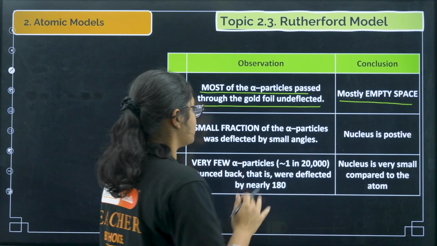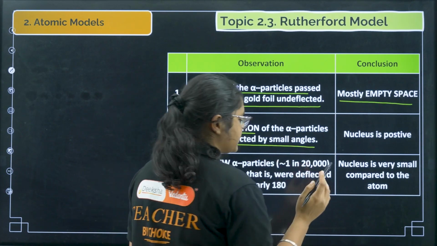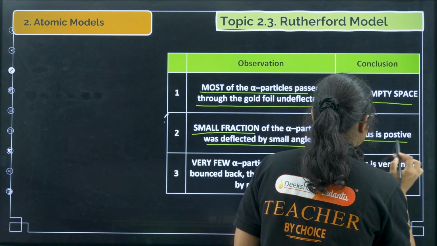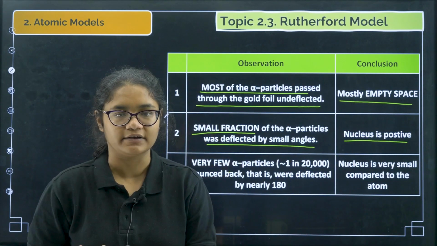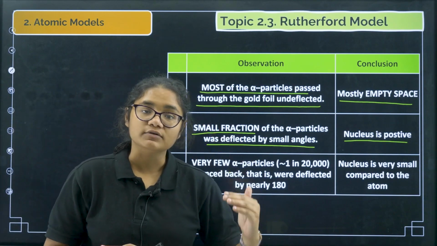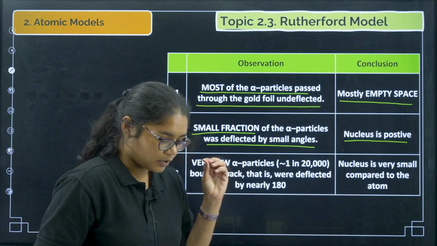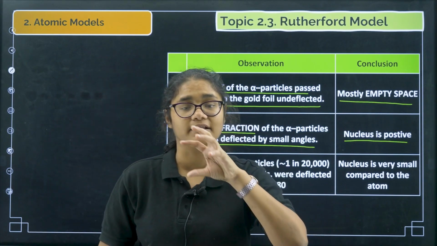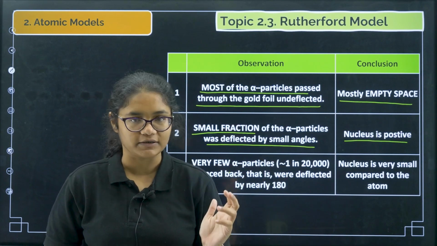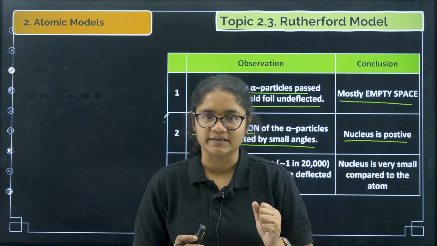The second observation was that a small fraction of the alpha particles was deflected by a small angle. Now what conclusion does this give you? That there is something positive present at the center. Why positive? Because these alpha particles are also positive in nature. They are helium 2+ ions. Now when they hit another positive particle, only then will they get deflected, right, due to repulsion. So we can consider here that something positive is present at the center.